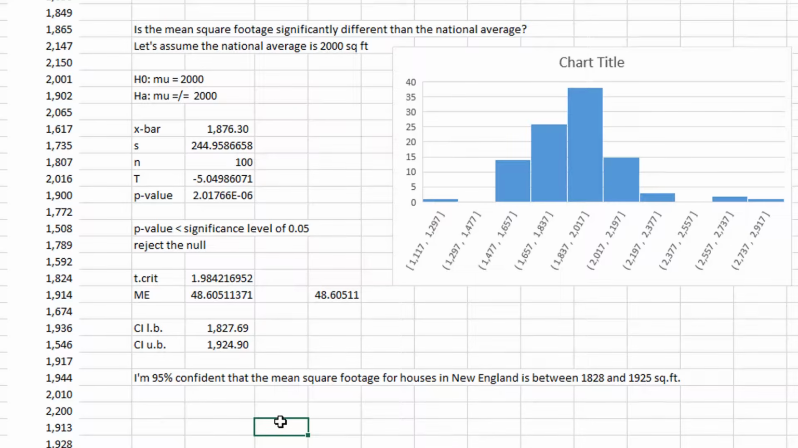The data that I have refutes the hypothesis that the mean for this population, this region, is 2,000. That's extremely implausible based on the data. You can say that because the p-value is really low, also because 2,000 does not lie within this confidence interval.